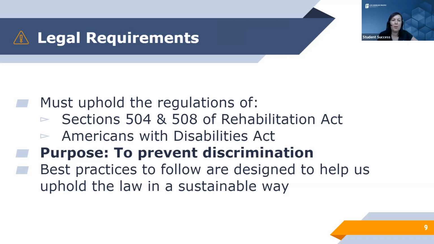But when we make things inclusive, as I've said before, as a byproduct, we end up being compliant, which is the beautiful thing. But we are a private post-secondary institution receiving federal funding. And as such, we do have requirements with the Department of Education that we need to comply with. And that includes a few sections of the Rehabilitation Act and the Americans with Disabilities Act. We are required to follow along with those statutes in the things that we do. But really the purpose behind all of those legal requirements for making things accessible or providing accommodations is to prevent discrimination. It is to protect individuals from not being able to engage in the same experience as everyone is able to. So the best practices I'm going to go through with us today are designed to help us accomplish inclusive practices. They're designed to help us uphold the law in a sustainable way that's really practical and something we can all do.